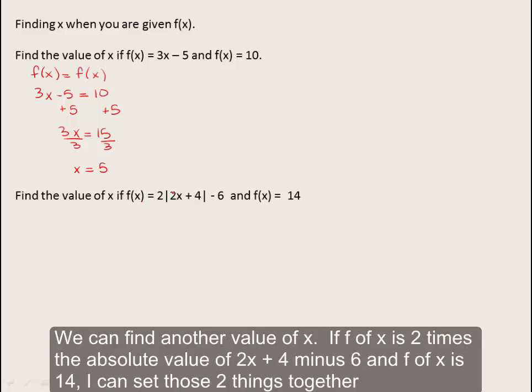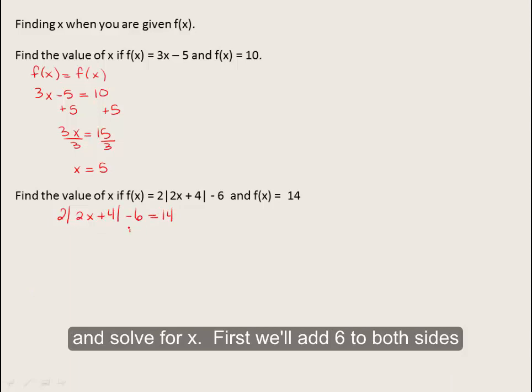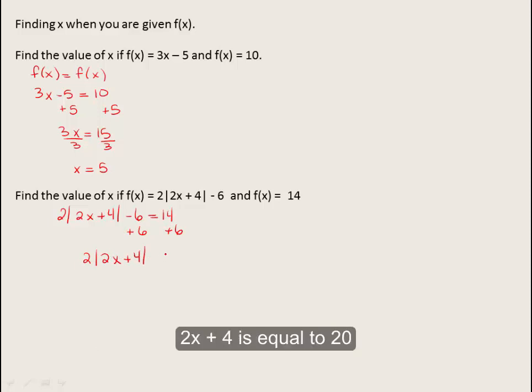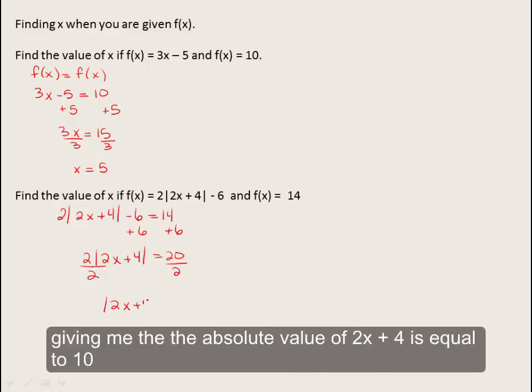We can find another value of x if f of x is 2 times the absolute value of 2x plus 4 minus 6, and f of x is 14. I can set those two things together and then solve for x. First, we'll add 6 to both sides, giving me 2 times the absolute value of 2x plus 4 is equal to 20. Divide by 2, giving me the absolute value of 2x plus 4 is equal to 10.